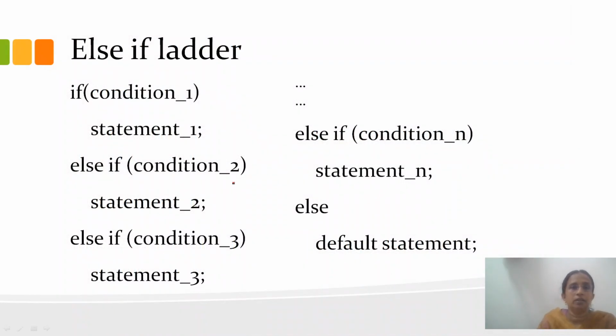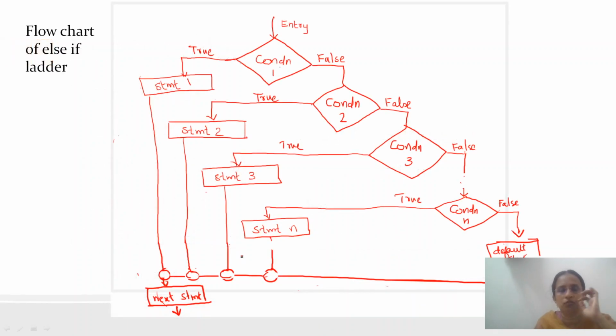Now we check the case where there are only else if clauses in a statement. If condition 1 is true, we execute statement 1. Else if condition 2 is true, we execute statement 2. Else if condition 3 is true, statement 3 is executed. Like that, only else if statements. See how we can write the flowchart for this.